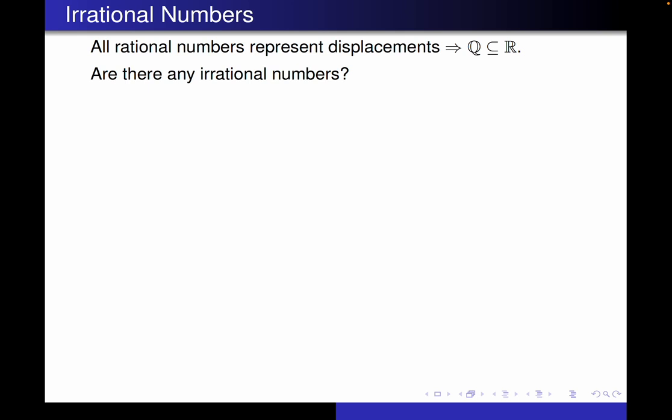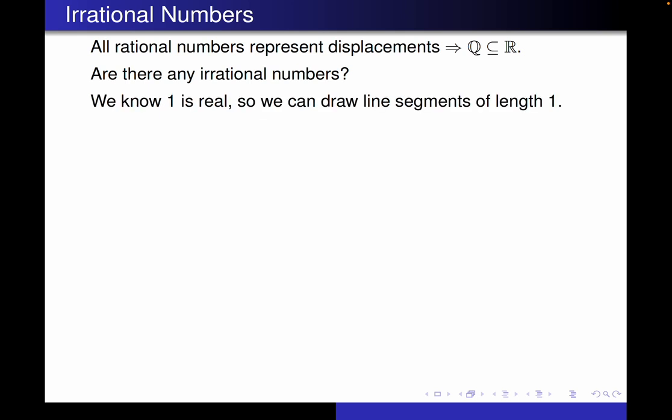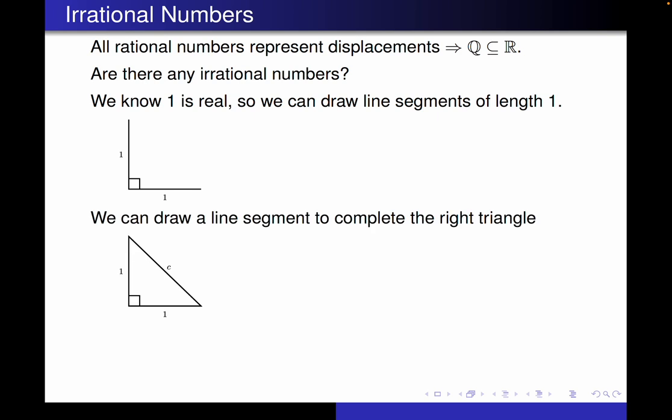And how would we determine that? Well, let's start with some distances or displacements that we already know. We know the number 1 is a real number, so we can draw line segments of length 1. And the way I'm going to draw them is so that they're at right angles to one another. And then we can connect the ends of those two line segments to make a right triangle. And it has some distance c.